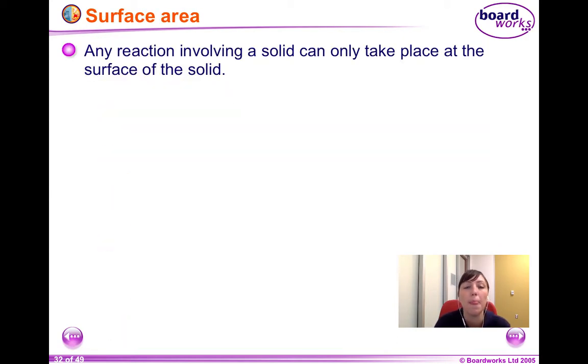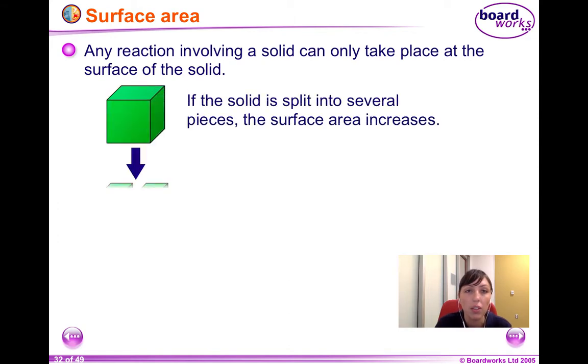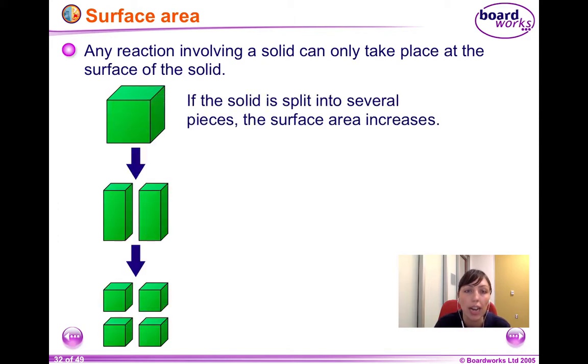Okay, surface area. This one isn't always intuitive to students right away, but after you really think about it and look at a model, I think you'll understand it. Any reaction involving a solid can only take place at the surface of the solid. So if you put a big chunk of a reactant in to see if it's going to react, only the part of the reactant that's on the outside of this cube, or this big chunk of reactant, is going to be exposed to the other reactant.